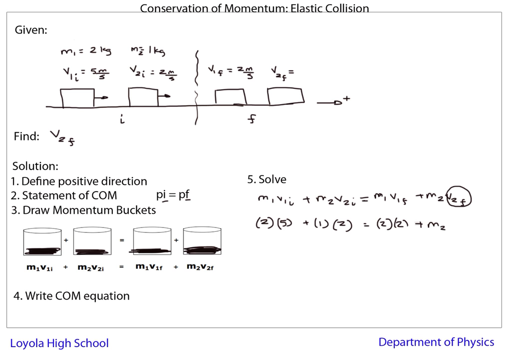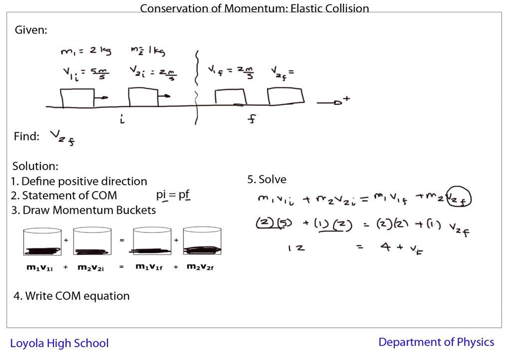This is M2, which we know is 1 kilogram. So I should probably put a 1 there. 1 times my final velocity. So on the left-hand side of the equation, I have 10 plus 2, which is 12, equals 4 plus v final.